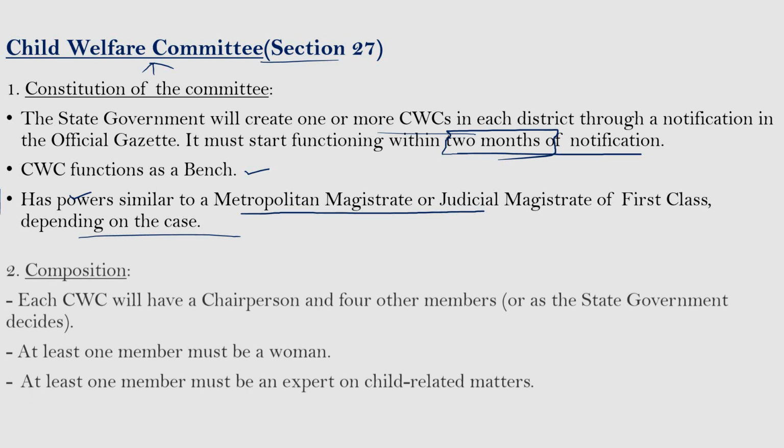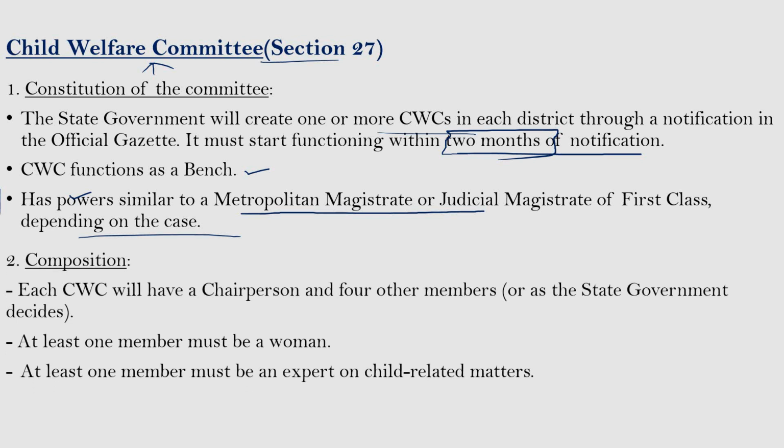And the next is the composition of the committee. Each CWC will have a chairperson and 4 other members, or as the state government decides. At least one member must be a woman. At least one member must be an expert on child related matters. So there shall be one chairperson and 4 other members. In that, one shall be a woman and one shall be an expert on child related matters.